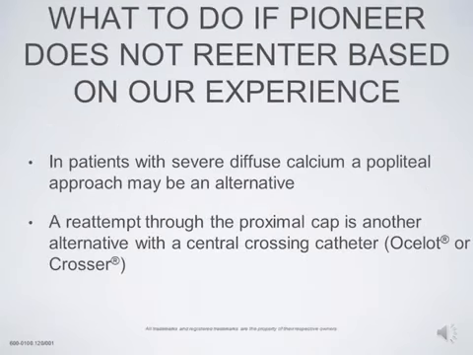What to do if a Pioneer does not re-enter based on our experience? Well, in patients with severe diffuse calcium, you may have to do another approach such as popliteal or tibial or pedal approach. And a reattempt through the proximal cap is another alternative. Try to start another line that you come down through the vessel, and maybe try a central crossing catheter as an added benefit.